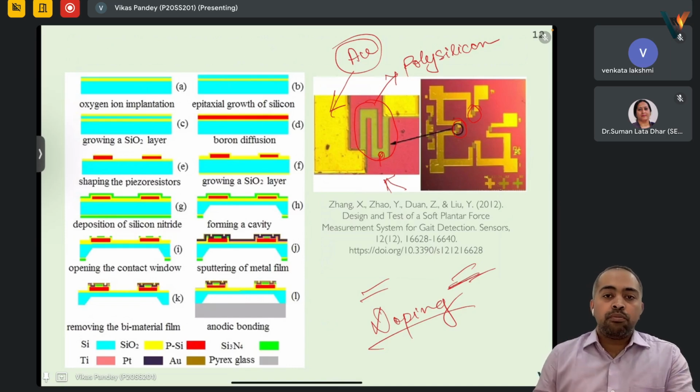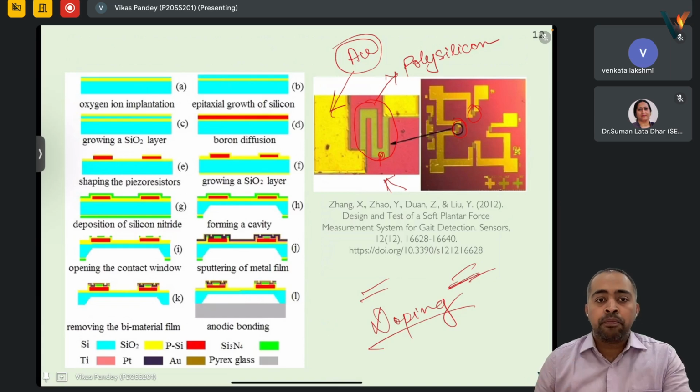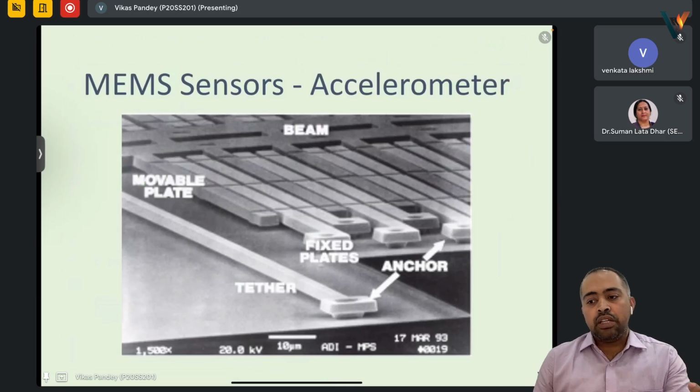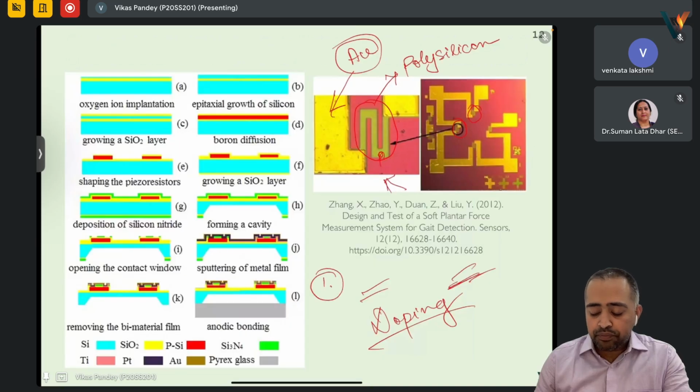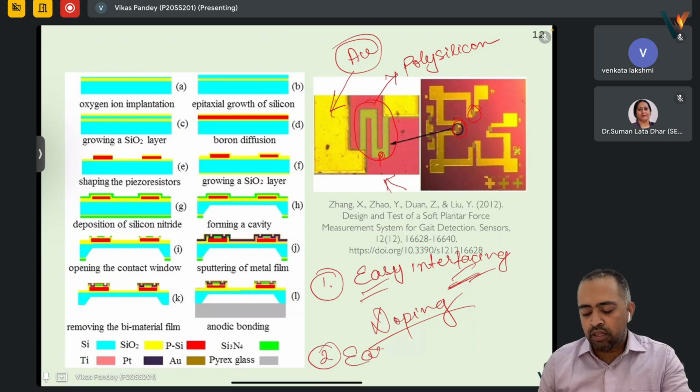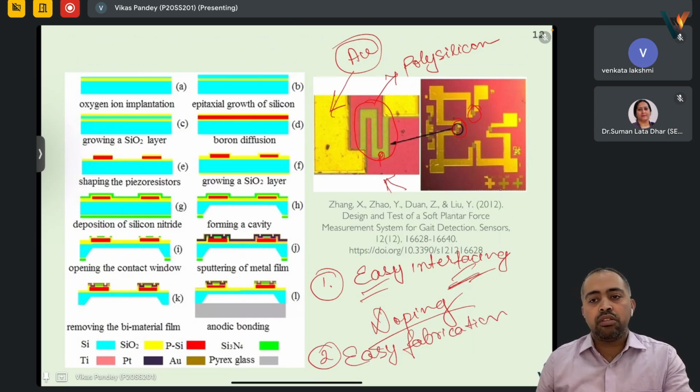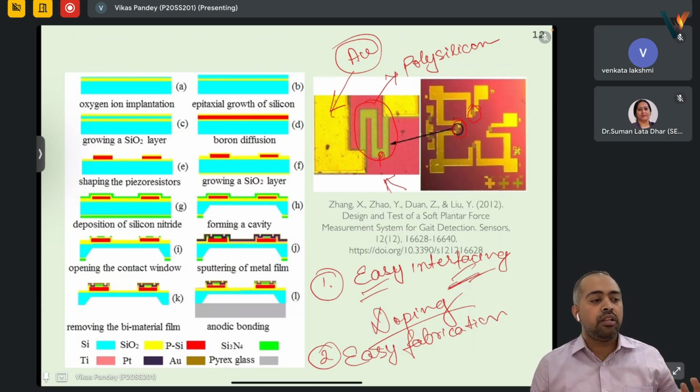The concept is important, how it is working. There are 2-3 factors that we have to keep in mind when we are designing and fabricating sensors. One is easy interfacing. Two is easy fabrication. It is not just that we are able to fabricate it very easily, but interfacing is very difficult.